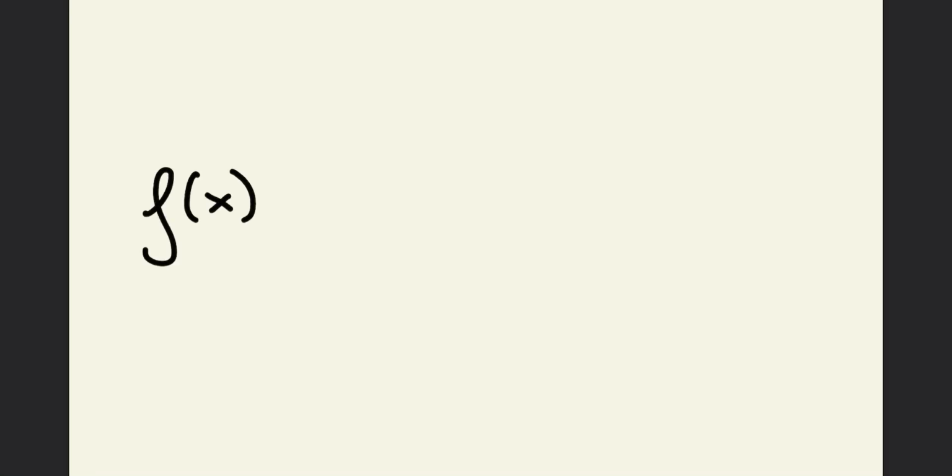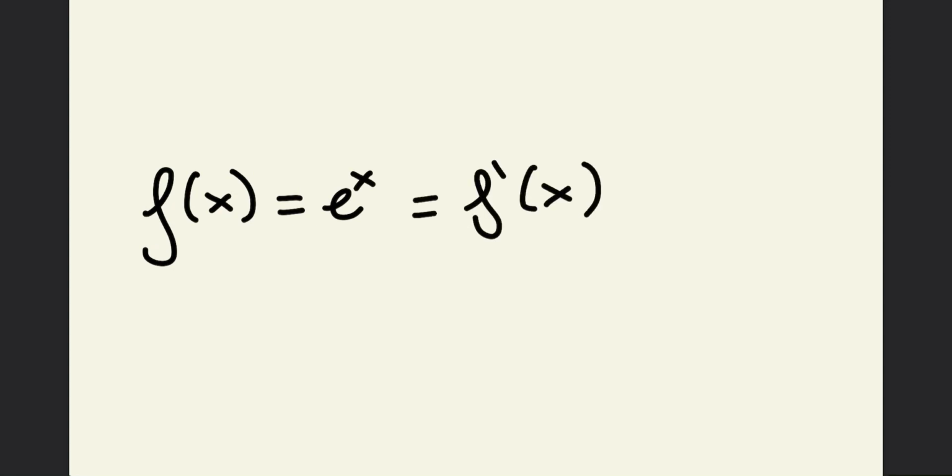that if you have a function where f of x is equal to e to the x, then f prime of x is also equal to e to the x. So the function itself is equal to the derivative of it. So if you think about it, at each point where the function is, that's the exact same slope that the function has, and that's quite interesting.